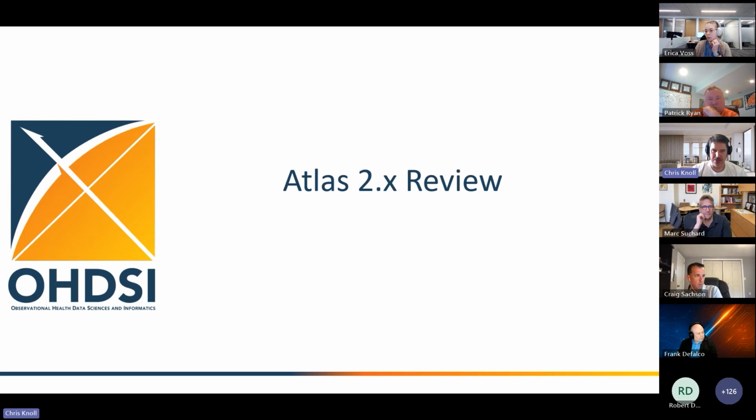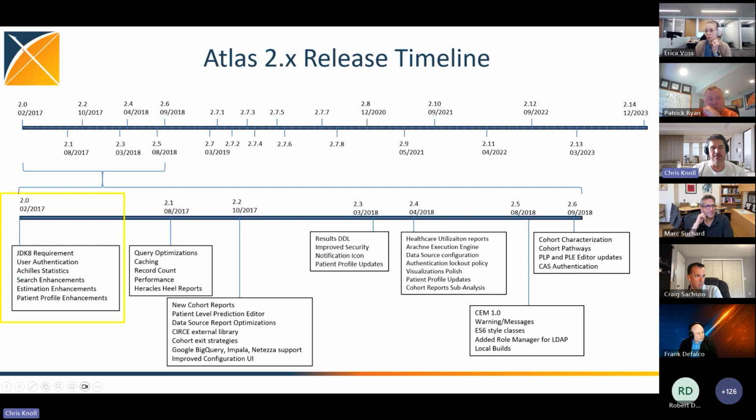Switching gears into Atlas 2.0. The timeline for the 2.x series starts in February 2017, ending in December 2023, so many years. We'll jump into just what was added in 2.0 and then jump to 2.6. I'm not going to read all the features on all these slides here, but you will have copies of the slides if you're interested in any of those details, but I'm going to call out some of the highlights.